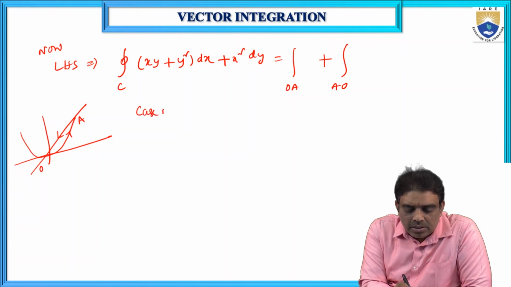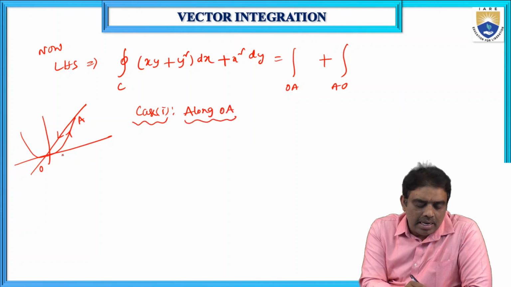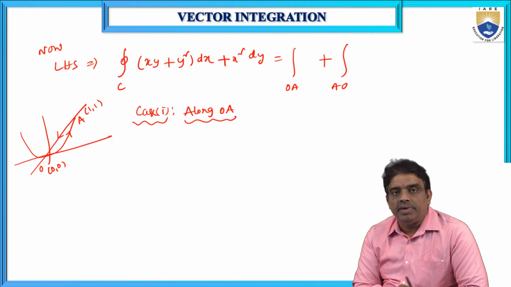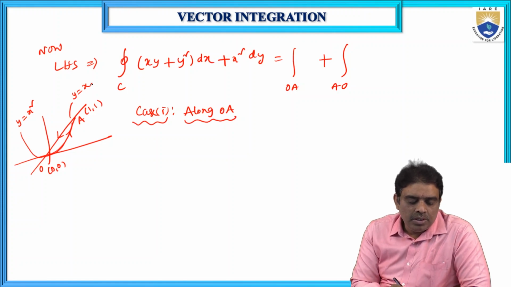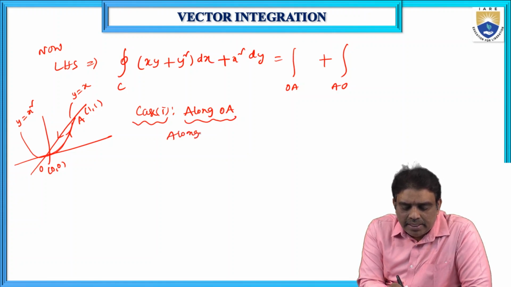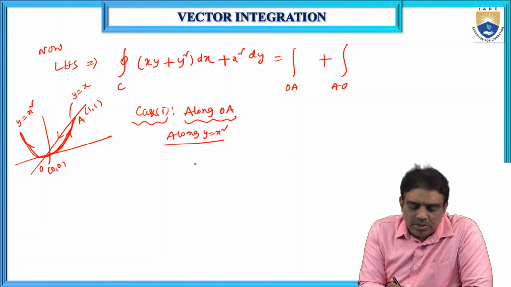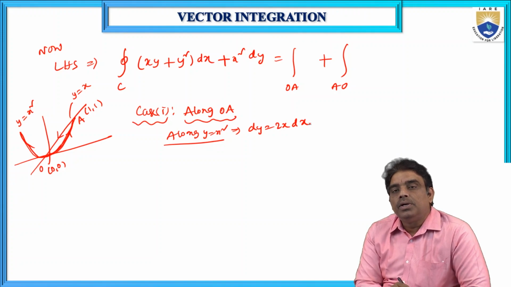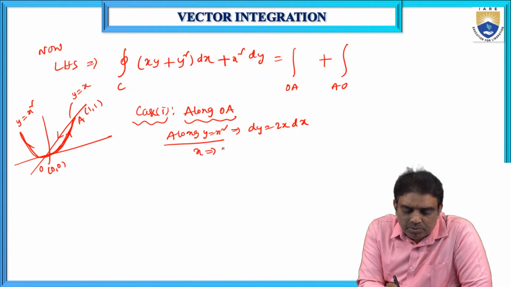So what is case 1? I am studying case 1, along OA. This is (0, 0) and this is (1, 1). Along OA means what curve? This curve is y is equal to x square and this curve is y is equal to x. So along OA means along the curve y is equal to x square. So y is equal to x square means dy is equal to 2x dx, and here x varies from 0 to 1.